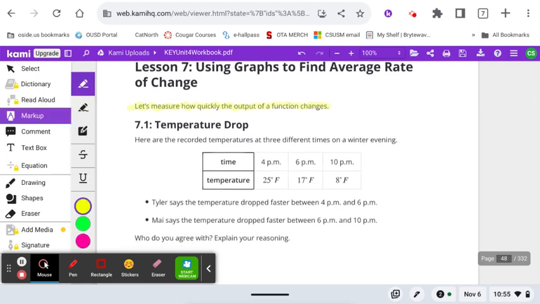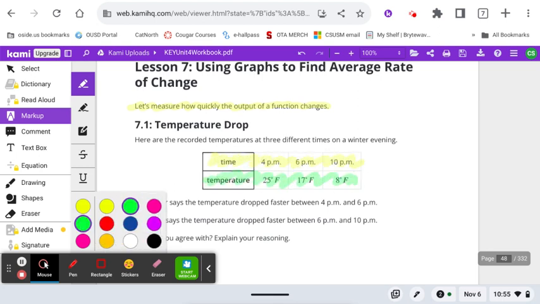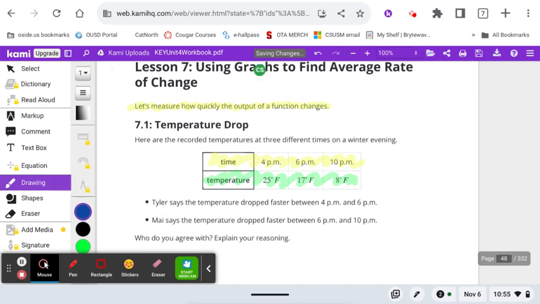So remember that this is kind of like an XY table where X is the input and Y is the output. Or now that we're talking about functions, we have our input and then we have our output f of x. Anyways, we're looking at the change of temperature over time.